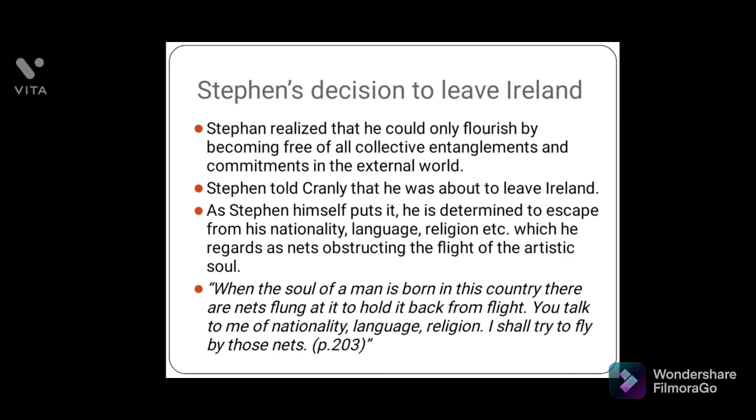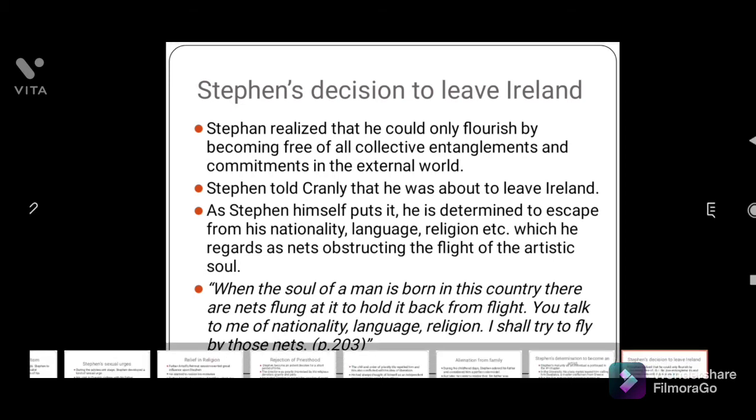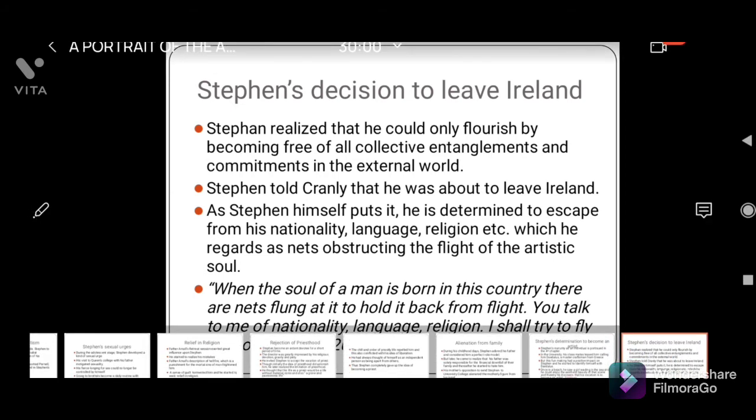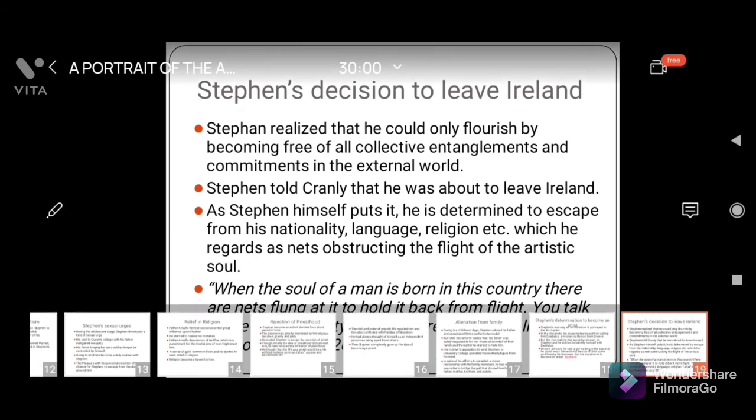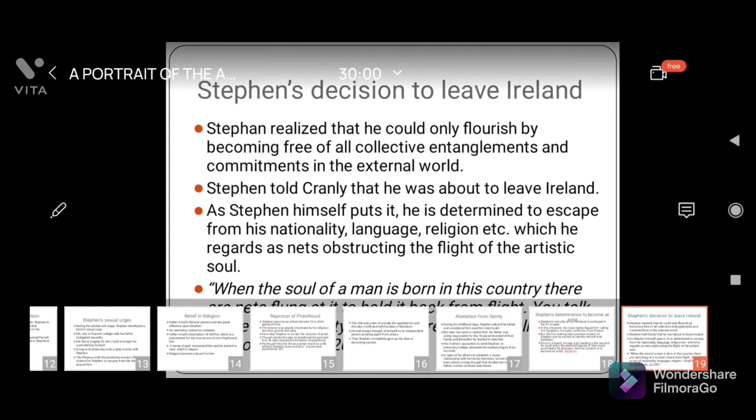So he feels that he is completely entangled by all these shackles that actually pulled him down. So he felt that if the soul of a man is born in a country of such shackles, he should break those shackles and should fight against those and fly with it. So that is why Stephen decided to leave Ireland. James Joyce himself was in self-exile from Ireland and he went to Europe in order to pursue his artistic career.